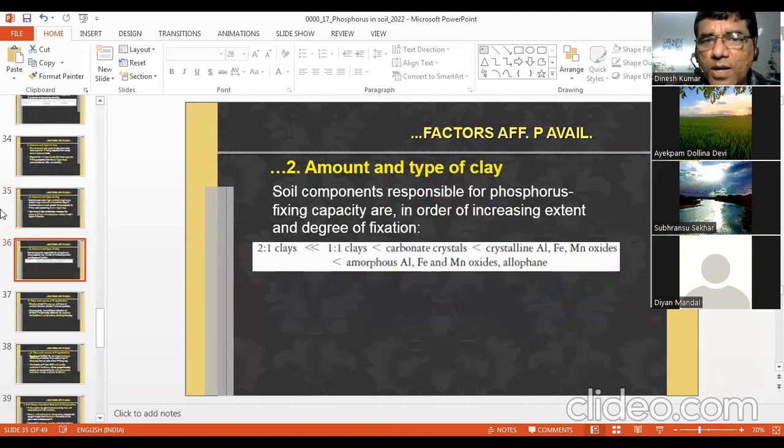Now you see the soil components responsible for phosphorus fixing capacity, in the order of increasing extent and degree of fixation. So you can see 2:1 type of clays fix the lowest quantity of phosphorus. The next in the order is 1:1 clays. They fix more phosphorus than 2:1 type of clays. Then carbonate crystals fix still more than the previous one. Then crystalline aluminum, iron, manganese oxide, and then amorphous aluminum, iron, and manganese oxide, allophane.